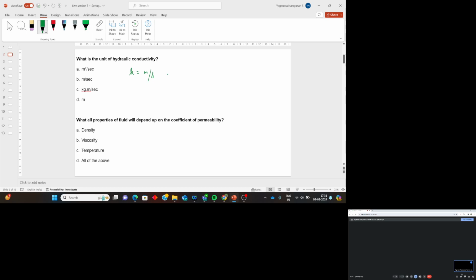Now if we extend this question, I would like to point out a major conceptual error which people tend to make. Hydraulic conductivity is also known as the coefficient of permeability.